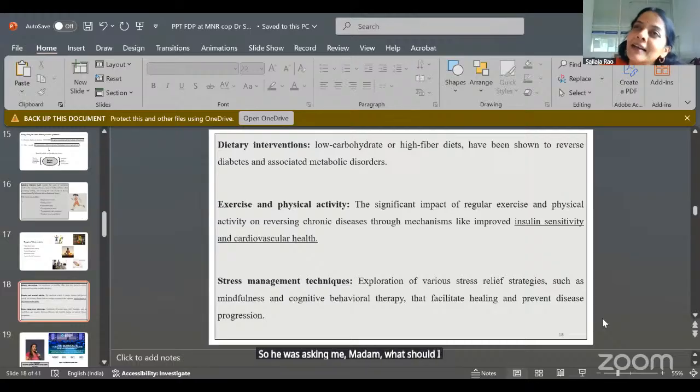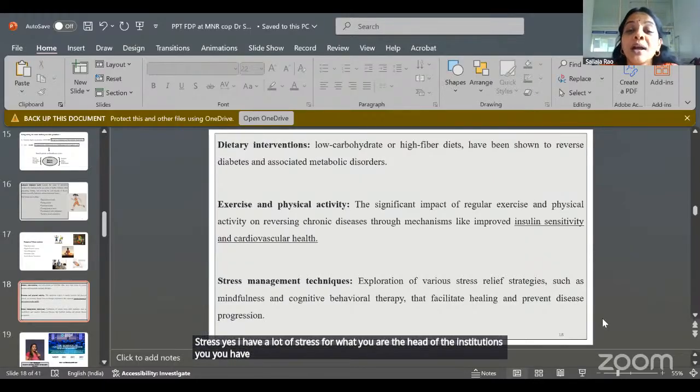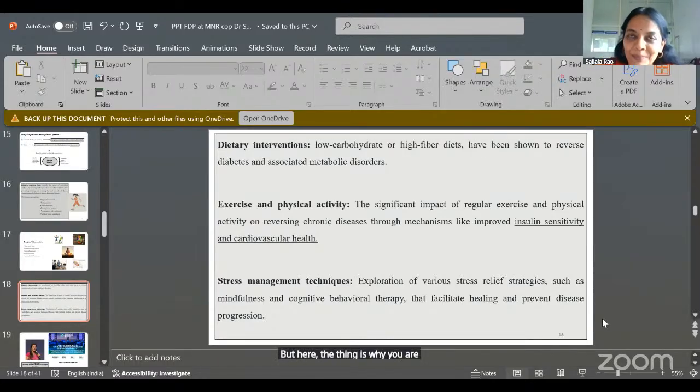Then I said, everything is okay. What about your stress? Then he said, stress. Yes, I have a lot of stress. For what? You are the head of the institution. You have a team. You can direct them. There is no need for you to do everything. Of course, management is always stressful, I agree. But why are you taking so much stress? Then he said, I overthink. Yes, underline this point. Why does he have to overthink?